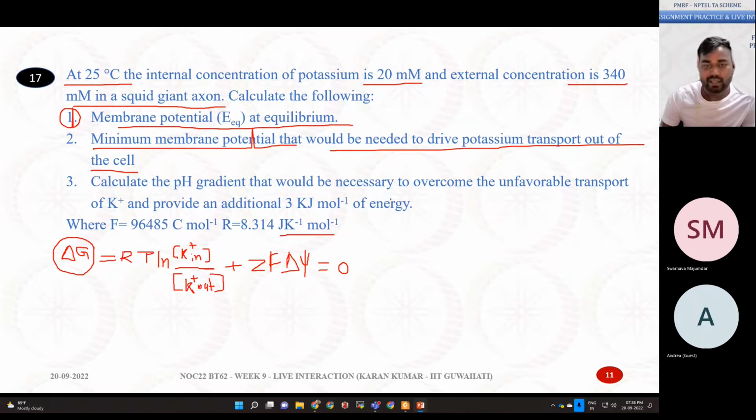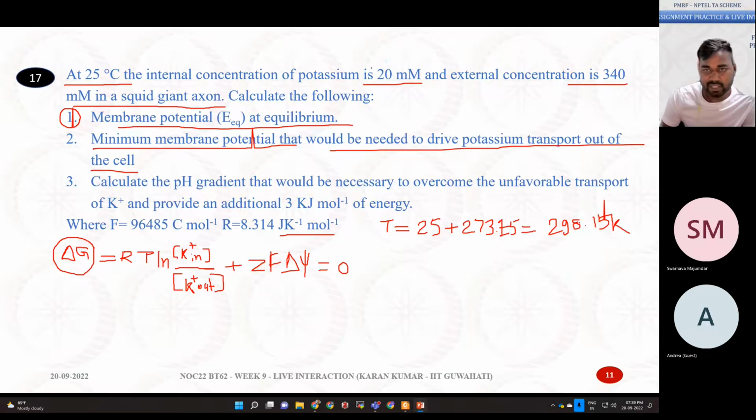Now let me convert all the essential things. Your temperature is given as T equal to 25 degrees Celsius. You need to convert this into Kelvin, so you add 273.15. 25 plus 273.15 is 298.15 Kelvin, or 298 Kelvin. Now your temperature is converted.